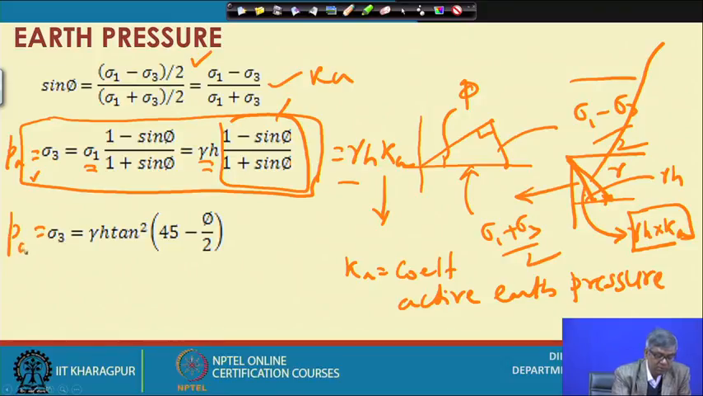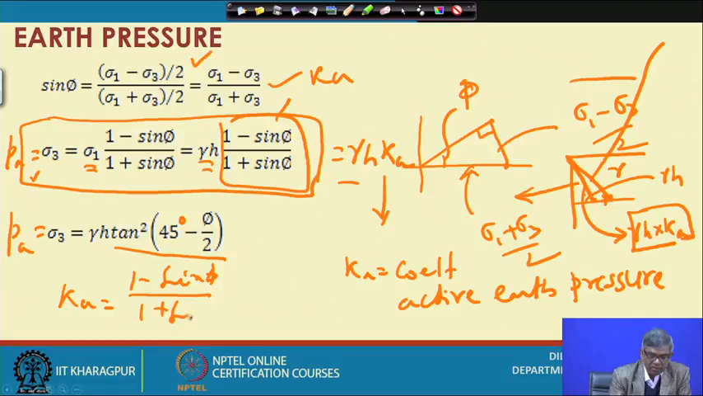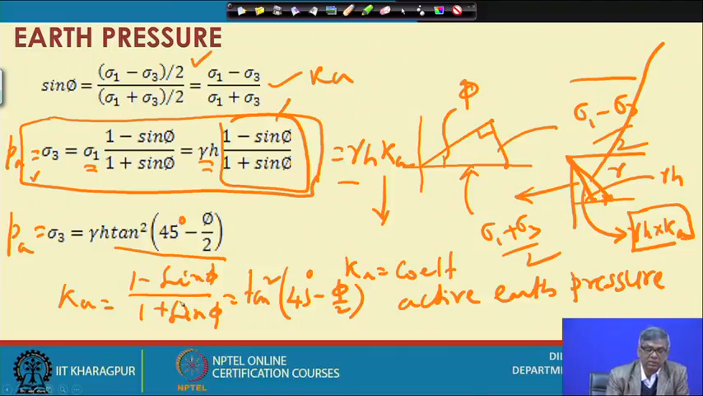This can also be written as Pa, active earth pressure, equal to gamma h tan square 45 degrees minus phi by 2. So 1 minus sin phi by 1 plus sin phi equals tan square 45 degrees minus phi by 2. The main thing here is that from the active case, using the Mohr circle, we could establish the Ka expression: 1 minus sin phi by 1 plus sin phi, which is also tan square 45 degrees minus phi by 2. Either you can use this expression or that expression. So we have now got the expression for the active earth pressure coefficient.